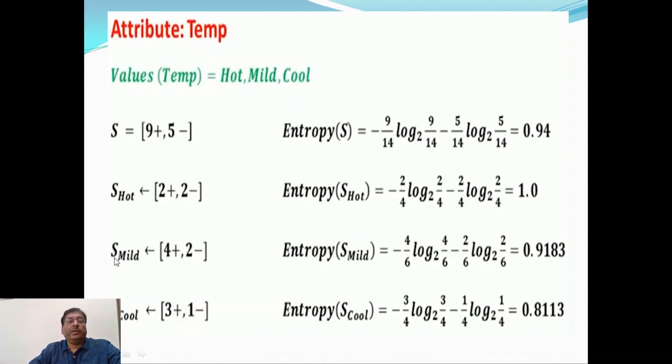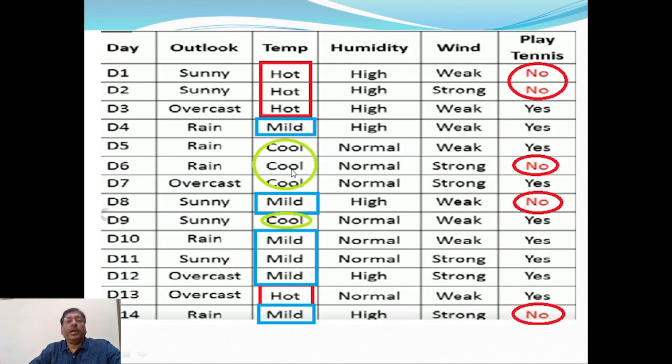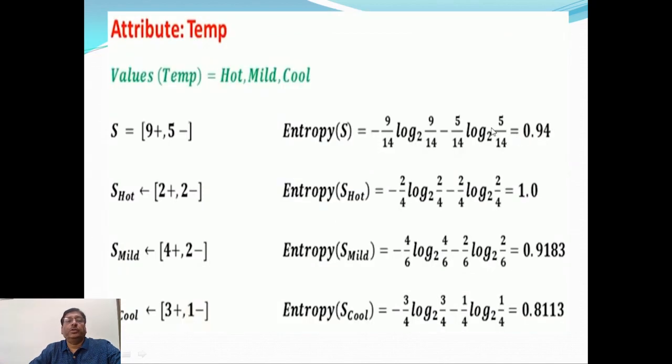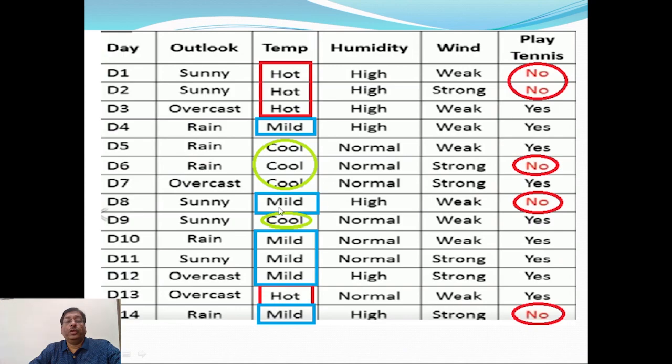Similarly, you need to find the entropy for mild. So for that, you find out how many times it appears. 1, 2, 3, 4, 5, 6. 6 times it appears. So how many times is it positive? 1 time, 2 times, 3 times it is positive here, and then 4 times it is positive. So you will write 4 plus 2 minus and so on, and then try to calculate the entropy for mild. You will get the value over there as 0.9183 and so on.